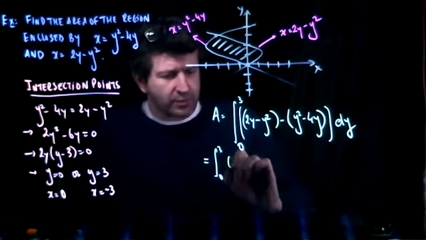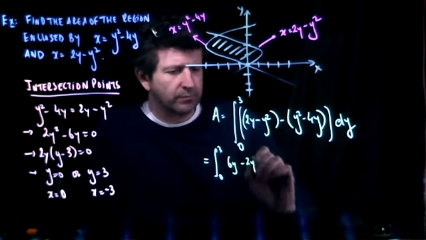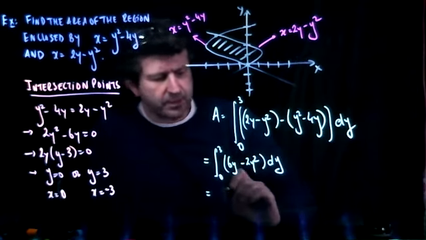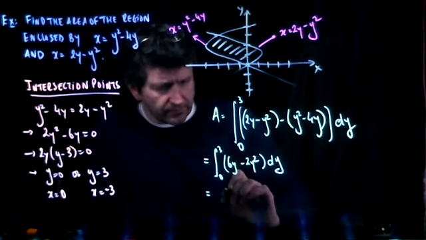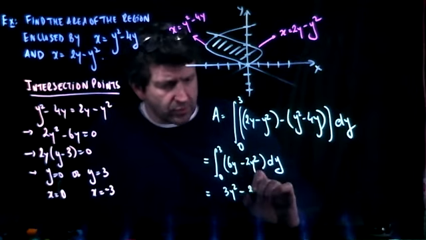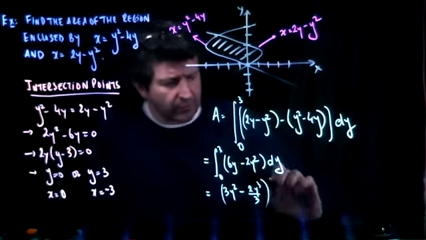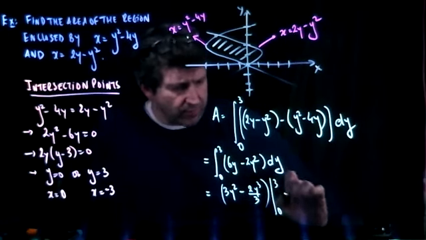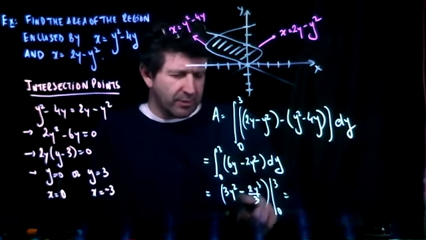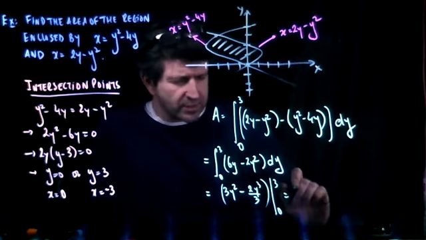2y plus 4y, so that's 6y, minus 2y². And that is 3y² minus 2y³ over 3, evaluated from 0 to 3. And that is 27 minus, this is 18, 27 minus 18.